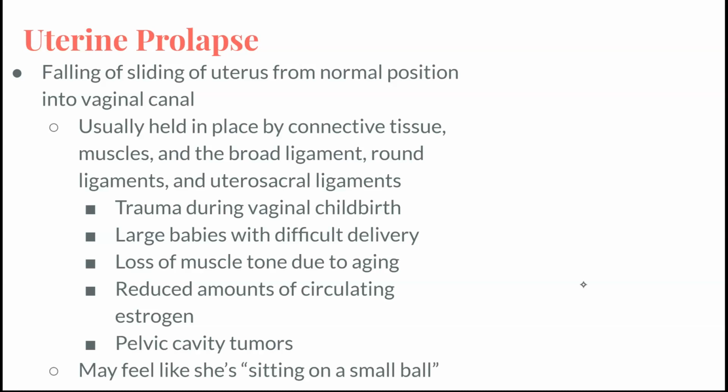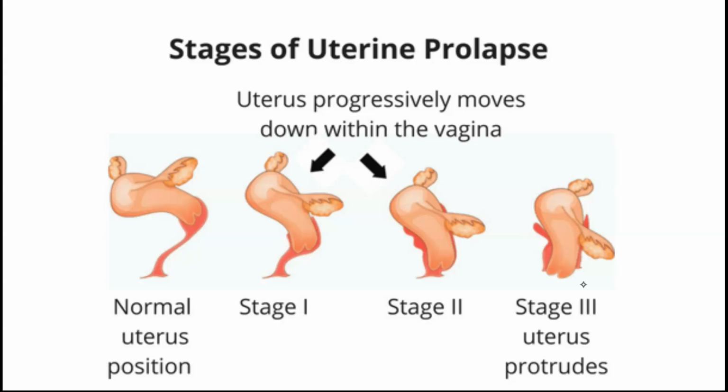Uterine prolapse. People who traditionally have this issue are women who are postpartum, or older women, like much older women who don't have as much circulating estrogen, with significant childbearing. Sometimes it feels like there's something in her vagina, or that she's, quote unquote, sitting on a small ball. Basically, the uterus falls down and out into the vagina.